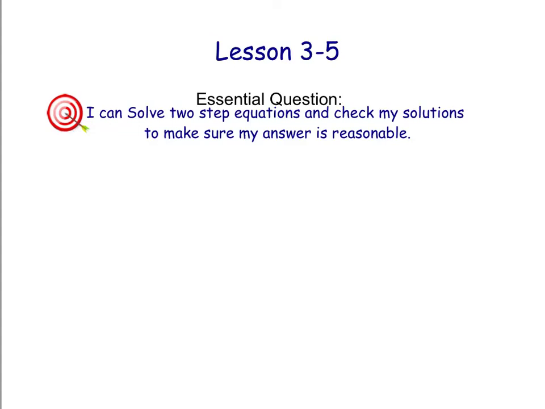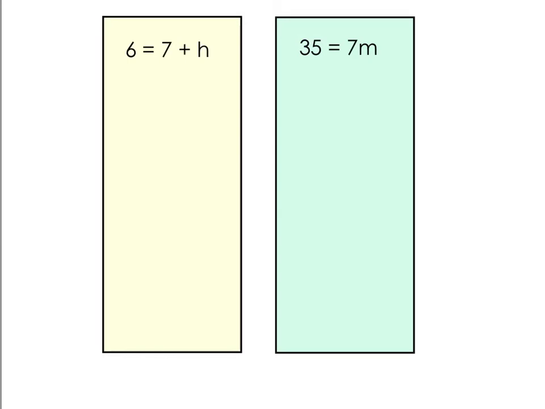Alright, here's lesson 3.5. I can solve two-step equations and check my solutions to make sure my answer is reasonable. Alright, so we've just finished doing one-step equations, and a one-step equation means we're doing one step to solve it, or one thing happened in the problem, one thing needs to be undone. Let's do a few to remember how we did that.